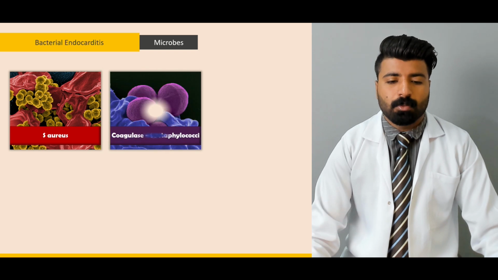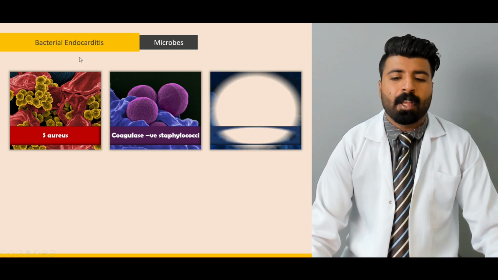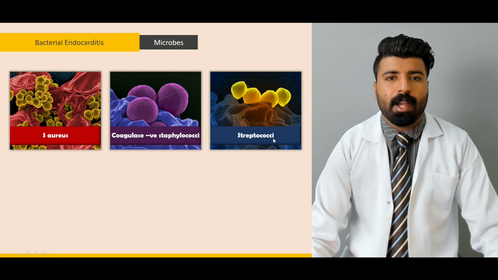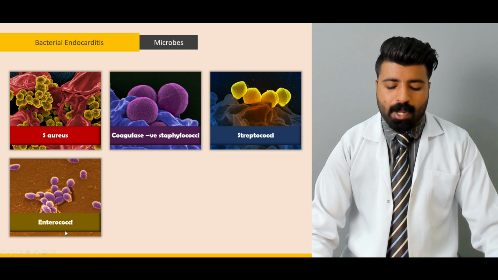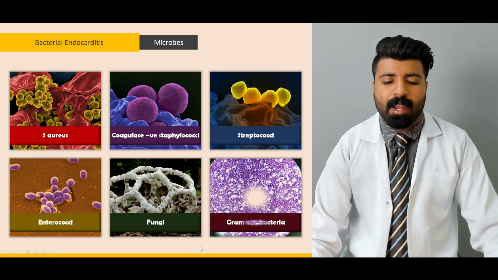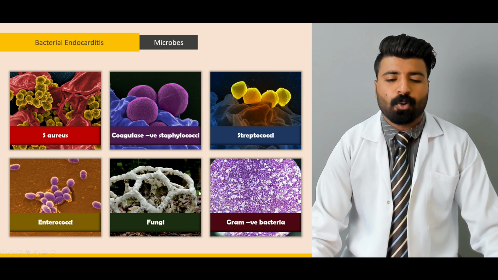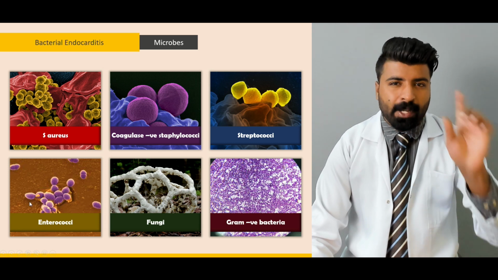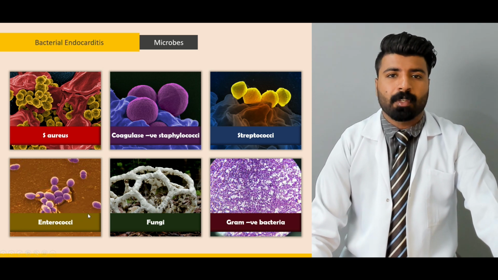Next on, we have coagulase negative staphylococci. These are also microbes which cause bacterial endocarditis. Next on, we have streptococci. Next on, we have enterococci. We have fungi, and then we have gram-negative bacteria. So these are 6 microbes which affect it. And one microbe that we discussed before but is not here is rickettsia.